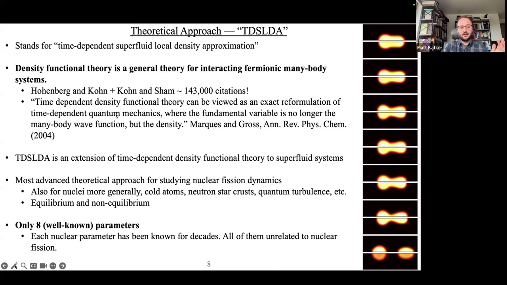So I'm going to quote this exactly. Time-dependent density functional theory can be viewed as an exact reformulation of time-dependent quantum mechanics, where the fundamental variable is no longer the many-body wave function, but the density. Now, this is a technical point, but it solves a crucial problem because the many-body wave function, generally speaking, is a function of n variables, which in the general case is totally intractable from the perspective of representing it on a computer, say.